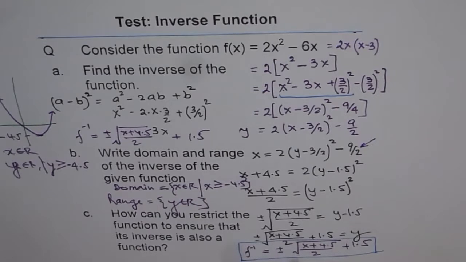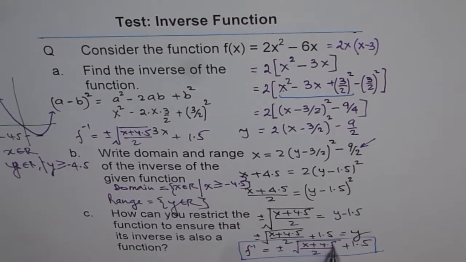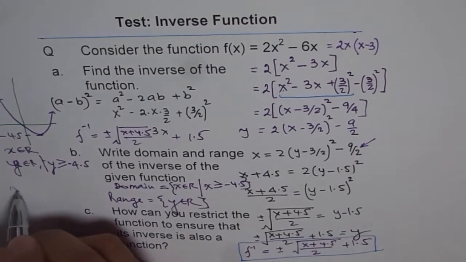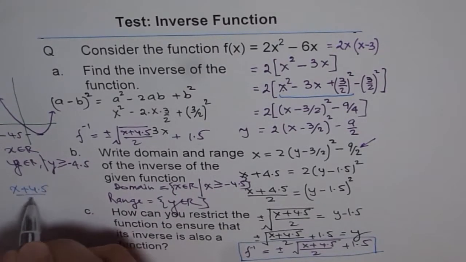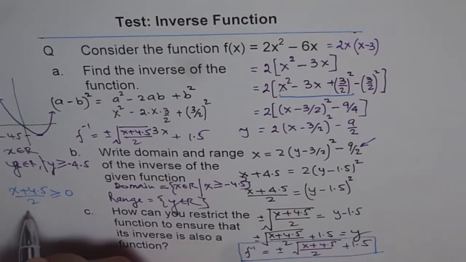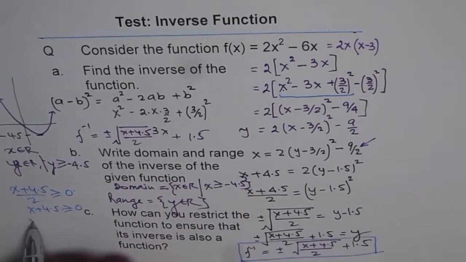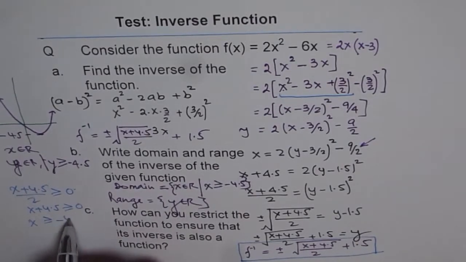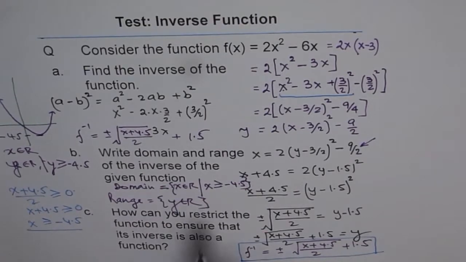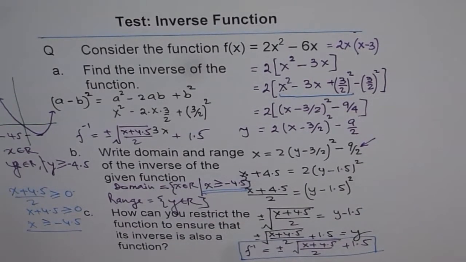Now from here you can say that the restriction is actually in the domain. The square root term should always be greater than or equal to 0. It cannot be negative. Do you see that? So from here we know (x + 4.5)/2 should be greater than or equal to 0. So let's do that part now. We have (x + 4.5)/2 ≥ 0. That gives us x + 4.5 ≥ 0 multiplied by 2, and then x should be greater than or equal to -4.5. So you get the same domain. Do you see that? Same domain, right?